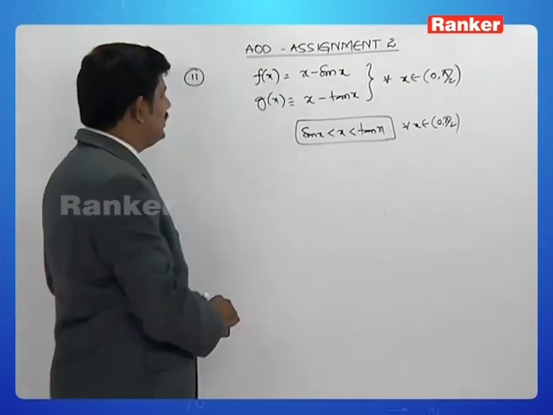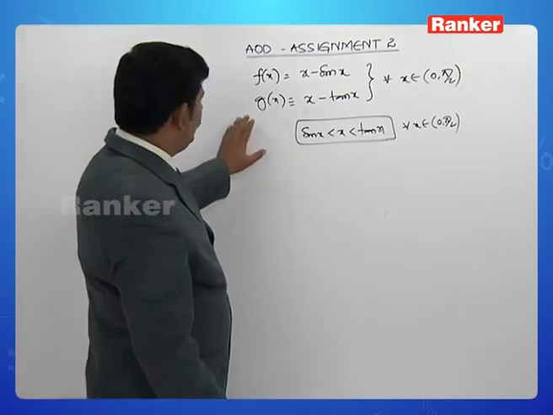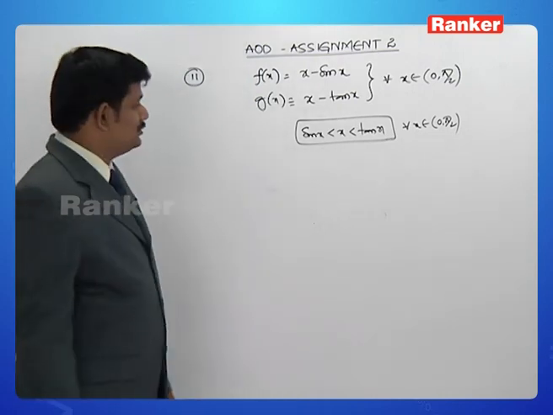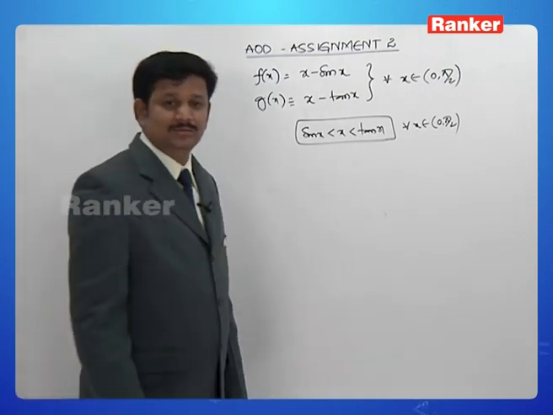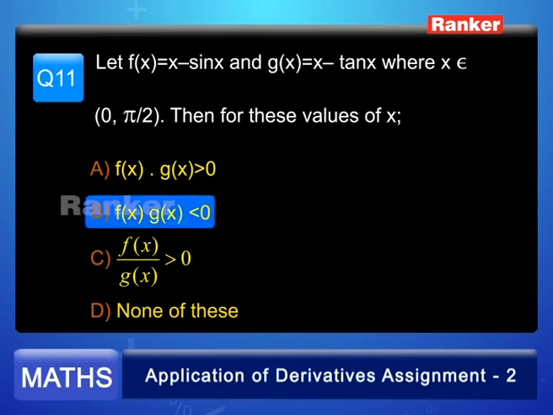So, from there we can say f of x is always positive and g of x is always negative. So, f of x into g of x will also be negative. It is option B.